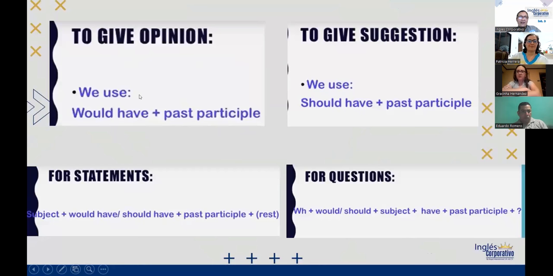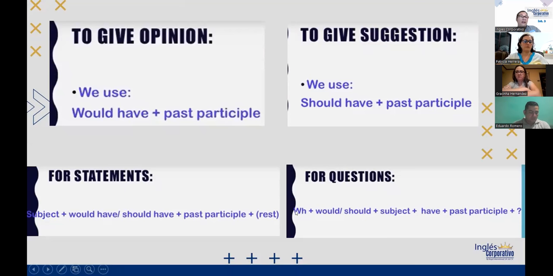Okay, so these are the structures that we've been studying. To give opinions, we use would have plus the past participle. To give suggestions, we use should have plus the past participle, right? And these are the structures for the sentences and for the questions. For the statements, affirmative or negative, we have subject, would have or wouldn't have, should have or shouldn't have, and the past participle, and the rest, like the complement of the sentence.